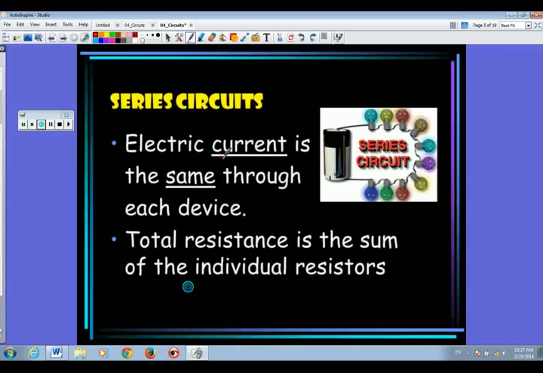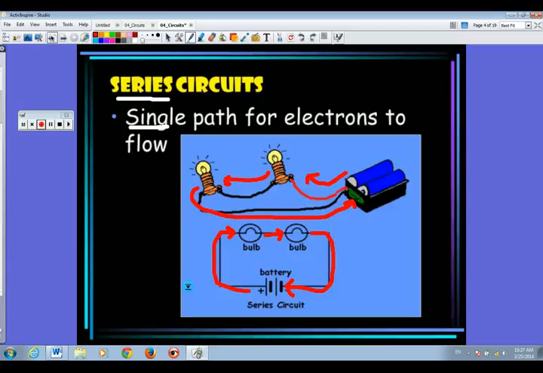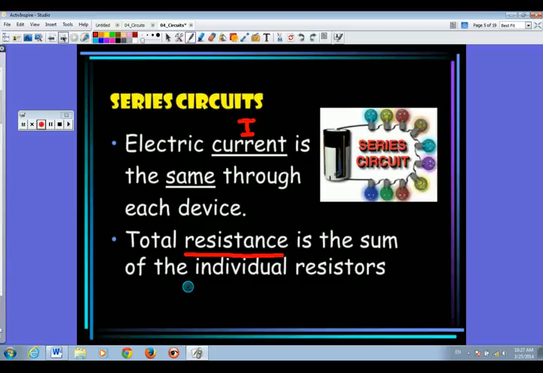In a series circuit, the amount of current is the same through each device. Current is an I, by the way. It's measured in amps. So the current is the same throughout each device. The resistance is the sum of all the individual resistors. If you go back to the other diagram, this lamp has a little bit of resistance to it, this lamp has a little bit of resistance to it. And a resistor is simply something that impedes the flow of the current.